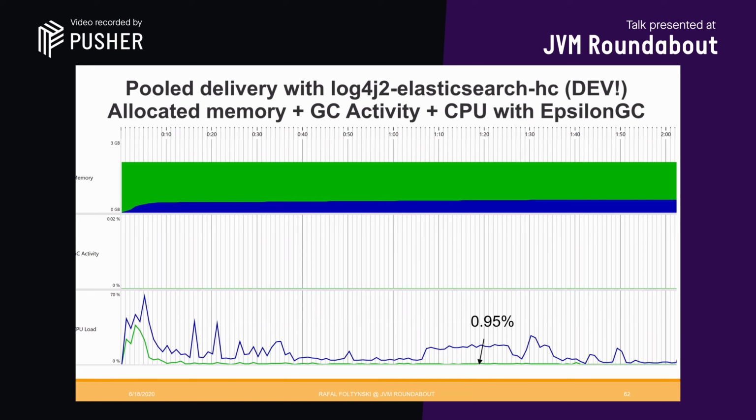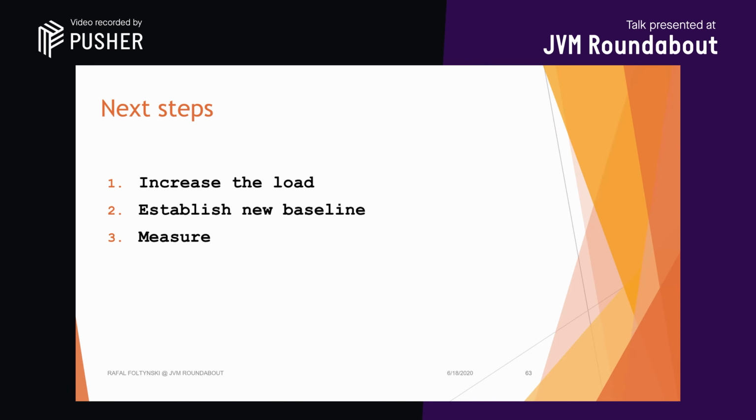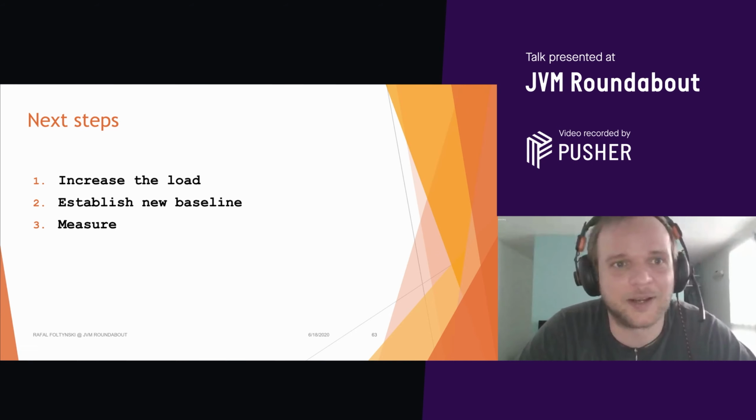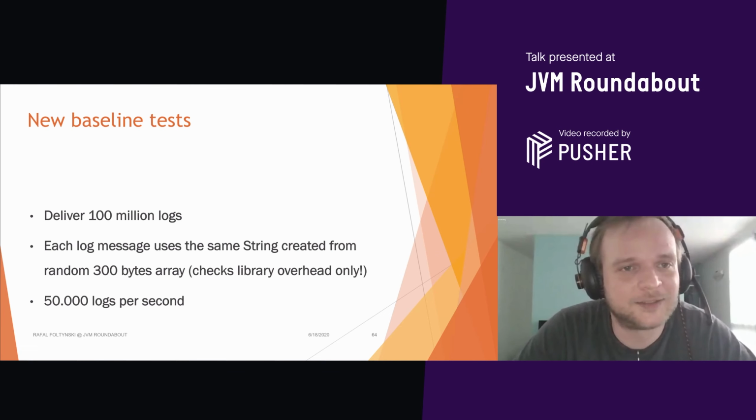So if I would like to test the actual garbage collection, I would probably get old, grow a beard, plant a tree, and still not get enough data. So let's increase the load to actually get some data about the garbage collection. Let's establish a new baseline, and of course measure again. So let's deliver 100 million logs.